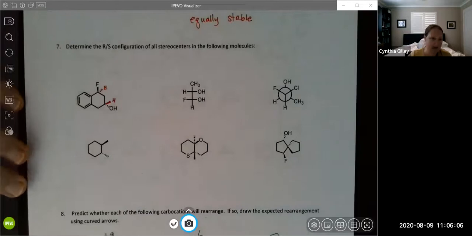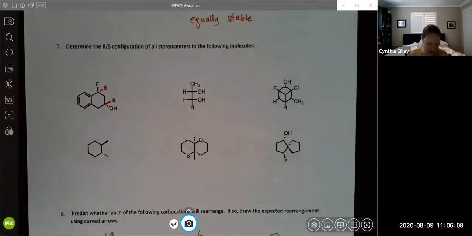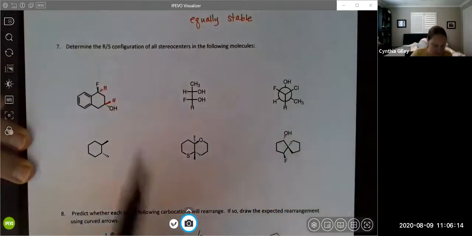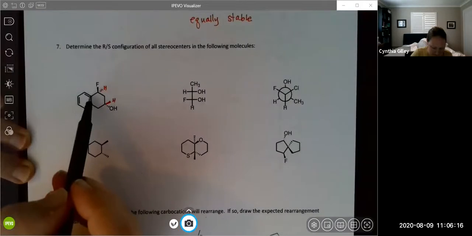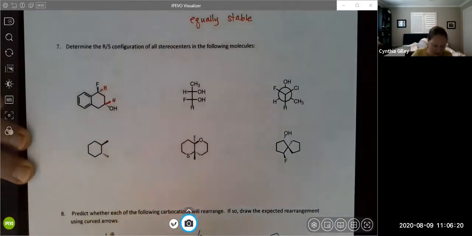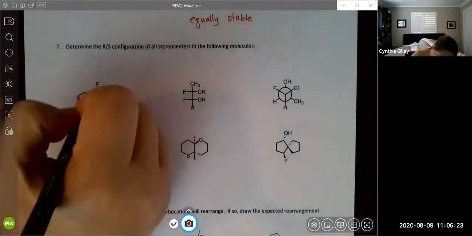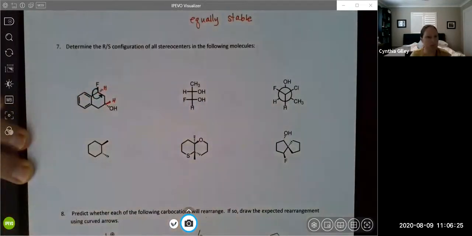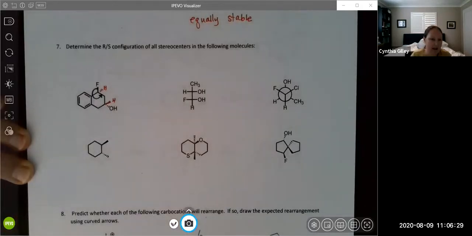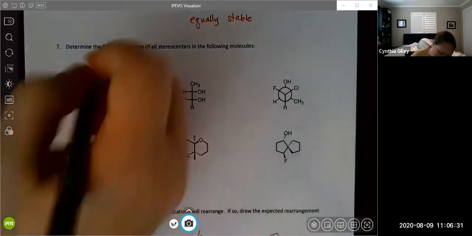So we can draw an arrow from 1 to 2 to 3, right? So fluorine would be first between these 2 carbons. This has a higher priority, and then this one has the 3rd priority, right? So 1 to 2 to 3. Okay, so 1, 2, 3. And the hydrogen pointing back, so counterclockwise, is S.